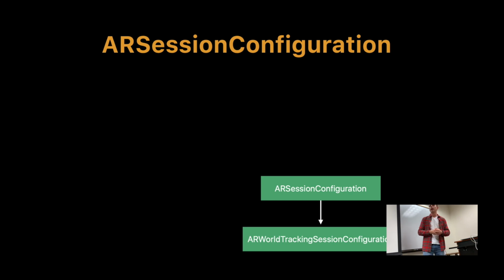When we create our AR session configuration is where we specify what we're going to be doing with our session. There is a base class, which is AR session configuration, which provides 3 degrees of freedom tracking, which is basically just the orientation of your device. So if you use this, you will need to do everything manually, except for tracking the device's rotation.